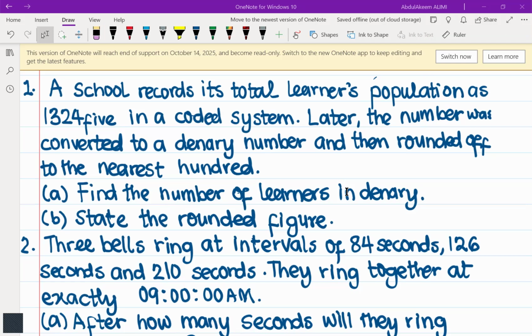The first question says, a school records its total learners population as 1324 base 5 in a coded system. Later, the number was converted to a denary number and they rounded off to the nearest 100. A, find the number of learners in denary. B, state the rounded figure. For this particular question, since we have that number 1324 in base 5, we are talking about a number-base system.